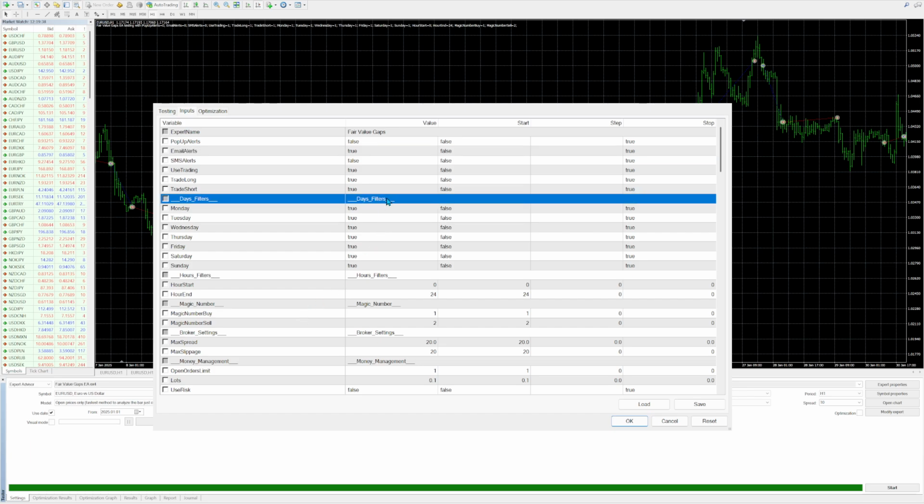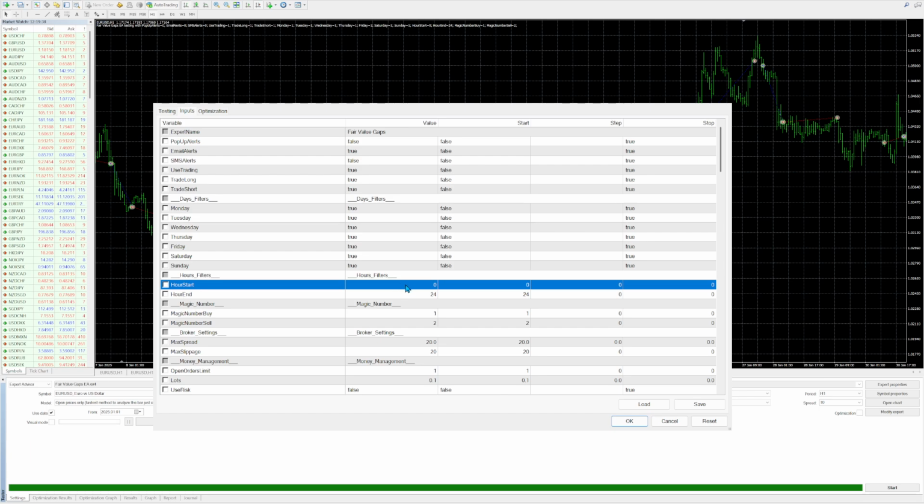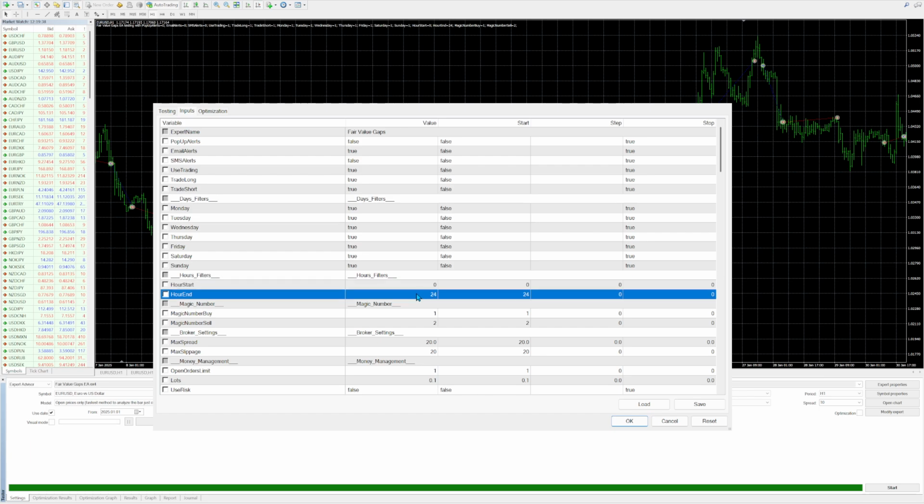Okay, days filter, so that's self-explanatory. It's the days of the week that the EA can trade. Hours filter, again, self-explanatory. These are GMT hours, so you've got the hour start and the hour to end. Perhaps you want to trade a particular trading session, whether that's the London session or the London and New York overlap. Perhaps you want the Asian session. You can just adjust accordingly.